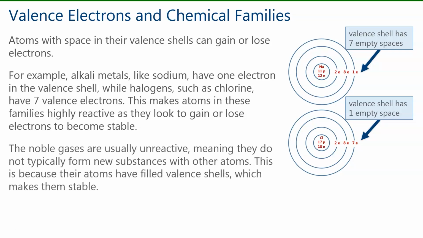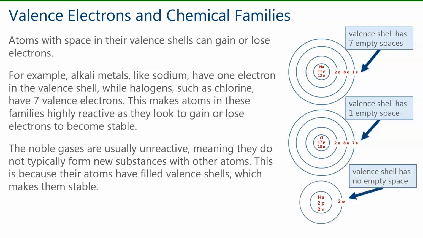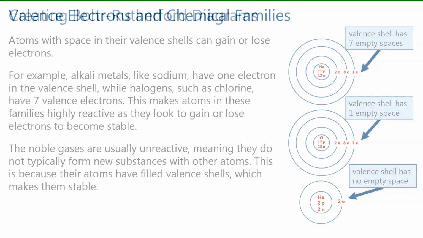stable. The noble gases are usually unreactive, meaning they do not typically form new substances with other atoms. This is because their atoms have filled valence shells, which makes them stable. So, for example, helium has 2 electrons in its outermost shell, but that's all that can fit in that shell. It has no empty space in its valence shell.